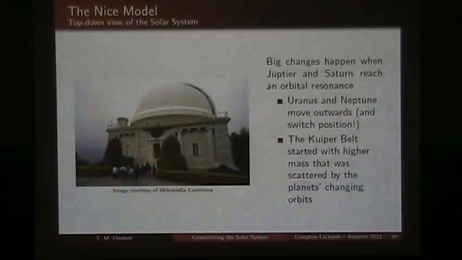Now, the model that I'm going to talk about first is what we call the Nice model. This was named for the observatory in Nice in France, where it was developed by some researchers. And they found that if Jupiter and Saturn fall into an orbital resonance with each other, it can have a big effect on some of the outer planets and the Kuiper belt.